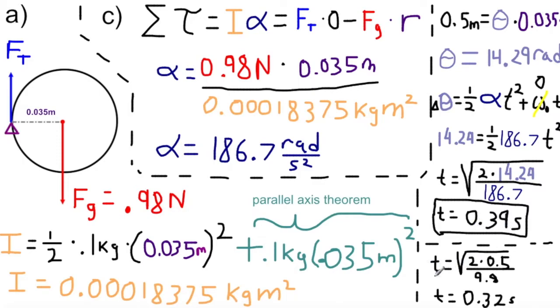Now, I'm being kind of quick about my work here, but we could also use the linear kinematic equation for the dropped yo-yo, accelerating at 9.8 meters per second squared, to find that it would reach the ground in 0.32 seconds. So we were right in part B, that the unwinding yo-yo does take a little bit longer.